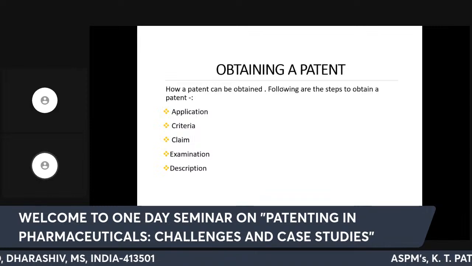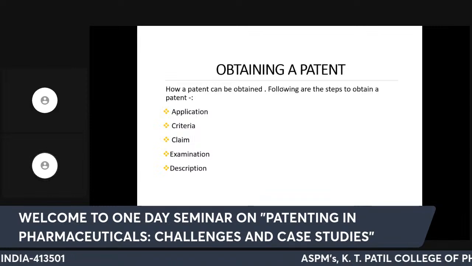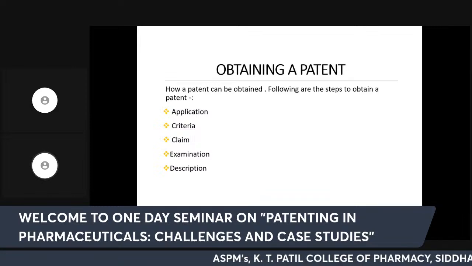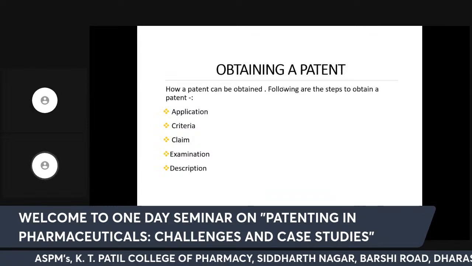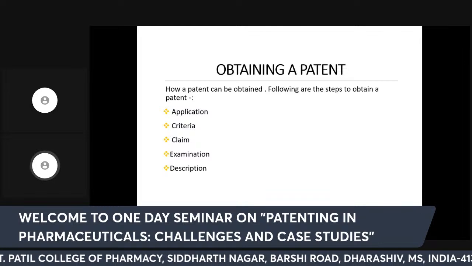So these are the following points we have to look into before filing a patent, where we can obtain a patent by fulfilling these following steps.